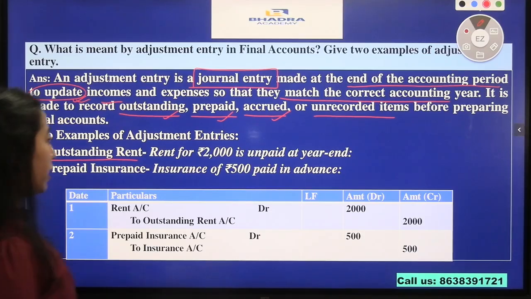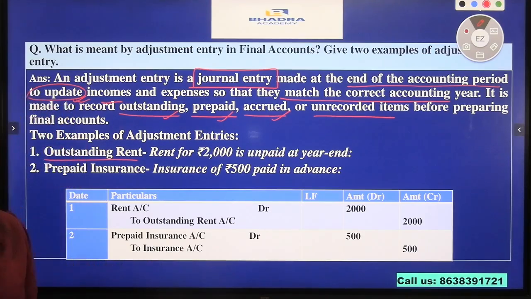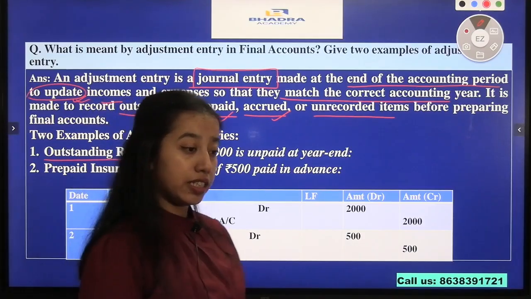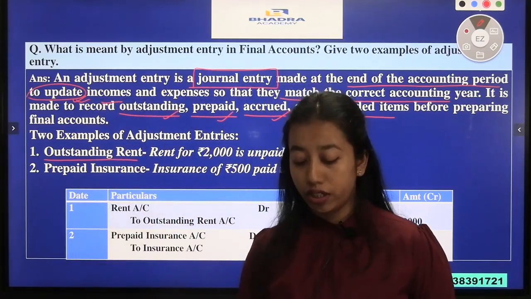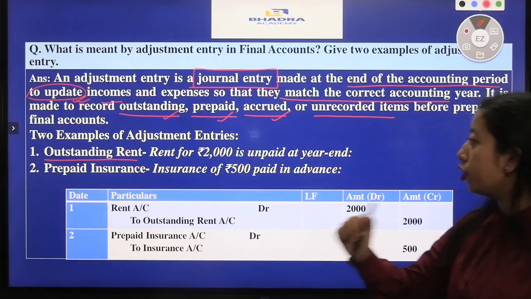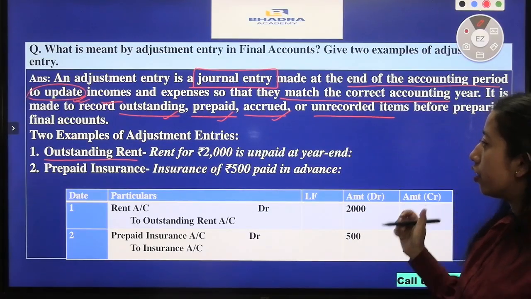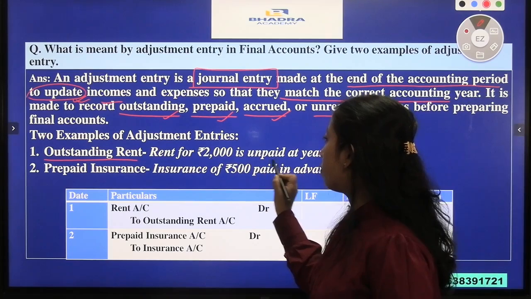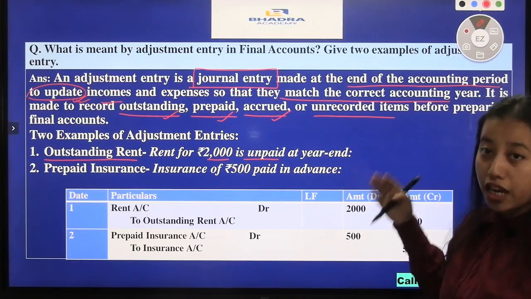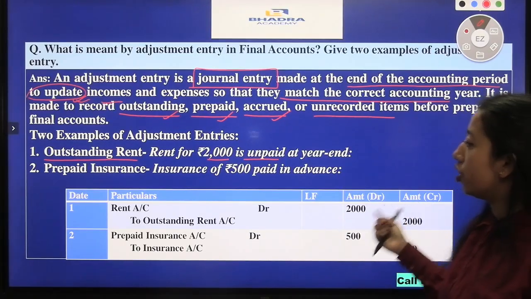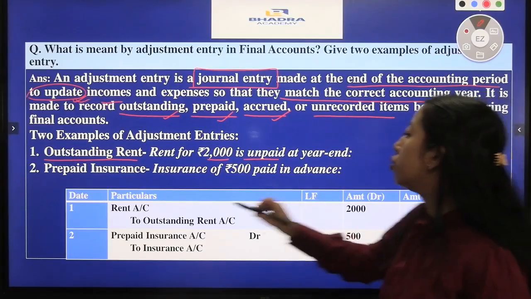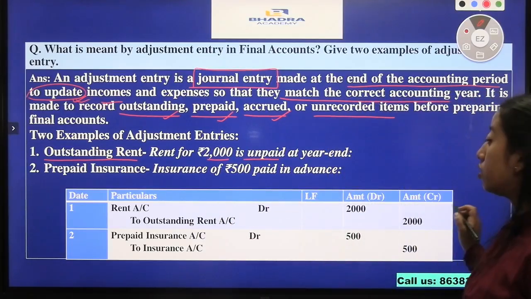So here the example given is rent of 2000 unpaid at the year end. If the trial balance is made and the accountant is going to make the profit and loss account, and there was an unpaid rent by the business of 2000, then what will he do? He will have to make adjustment entries, and the adjustment entry will be something like this: rent account debit 2000, to outstanding rent account 2000 credit.